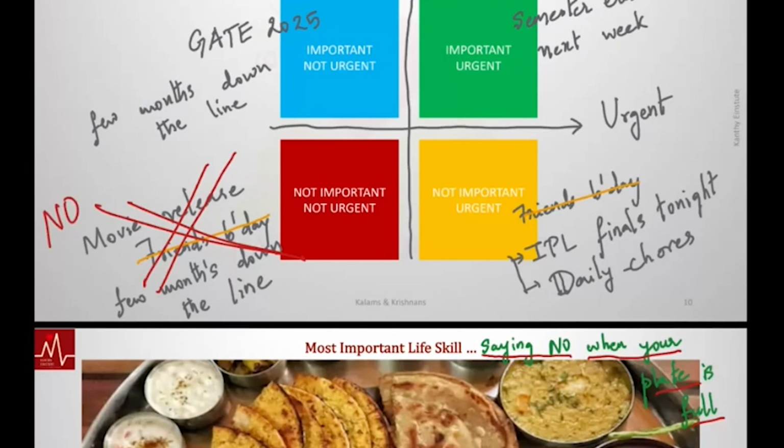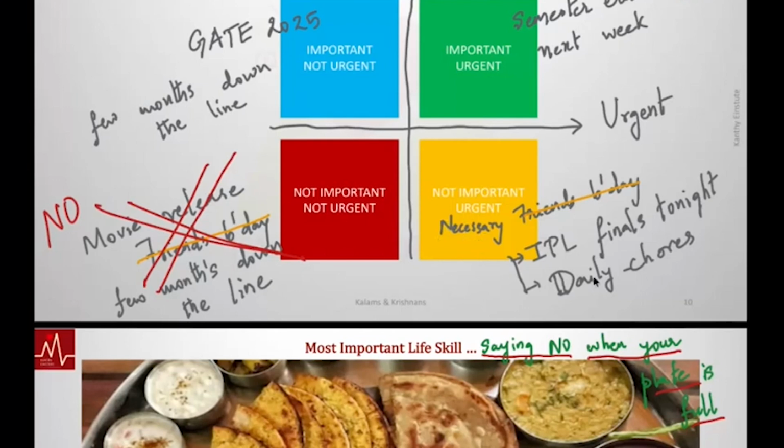Now two other categories are left. Important but not urgent. Not important but urgent. I'm going to add a small fine print here: urgent or necessary. "Sir, I have to brush my teeth, sir. I have to sleep, sir." Right? Yeah, urgent or necessary. I'm just going to add a minor fine print there.